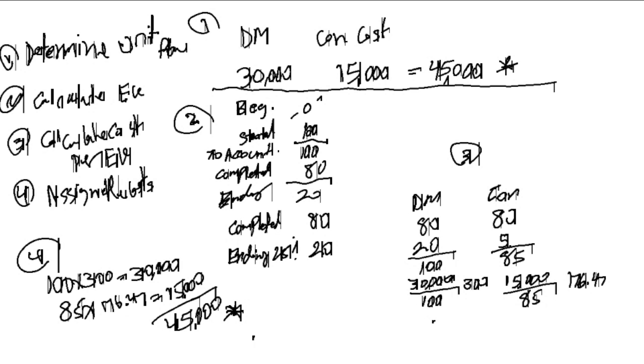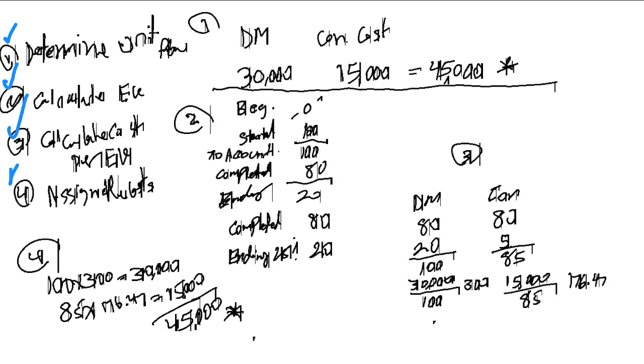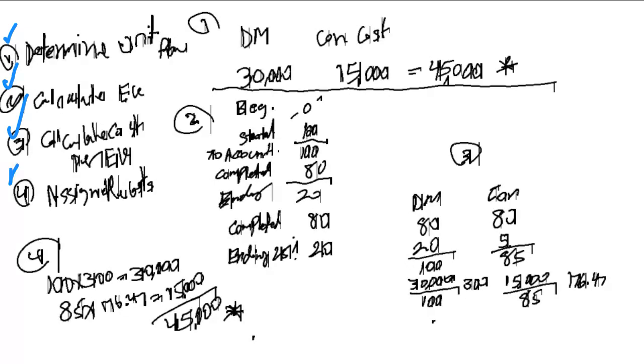I have these numbers 1, 2, 3, 4 that I want you to understand and maybe remember. Step number 1 is to determine unit flow. How many units are we starting, how many units did we have in the beginning inventory, how many units do we have in the ending inventory, and how many units do we account for. That's our step number 1.